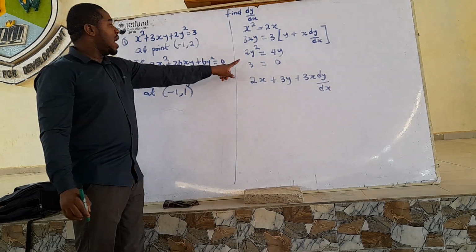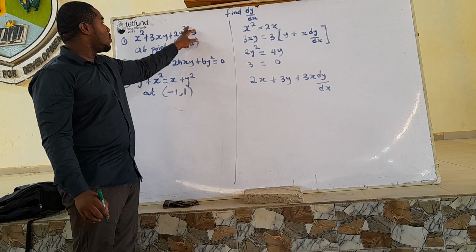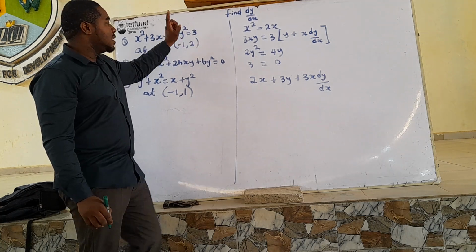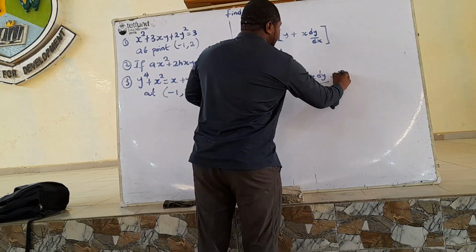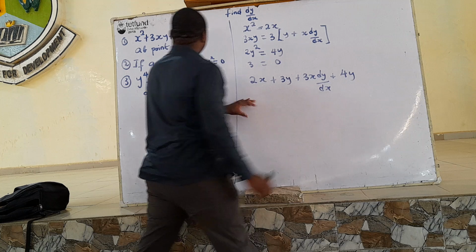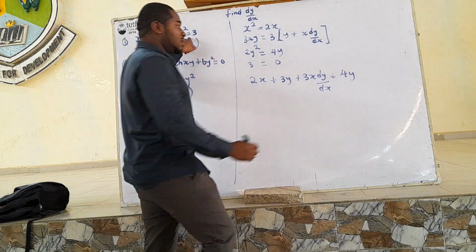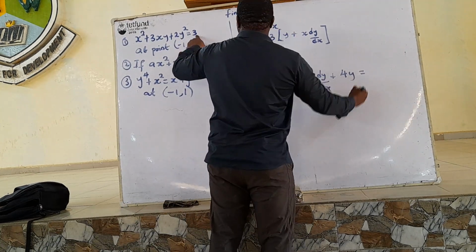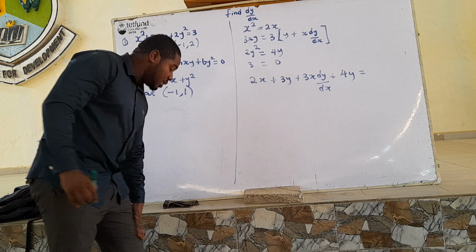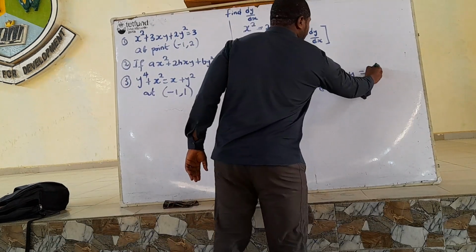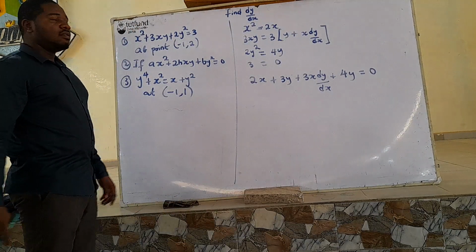Right? We are now here. We differentiated this one. We have 4y dy/dx. We'll now add it here. Then we have your equal sign. Then finally you have differentiate 3. You get what? 0. Fantastic.